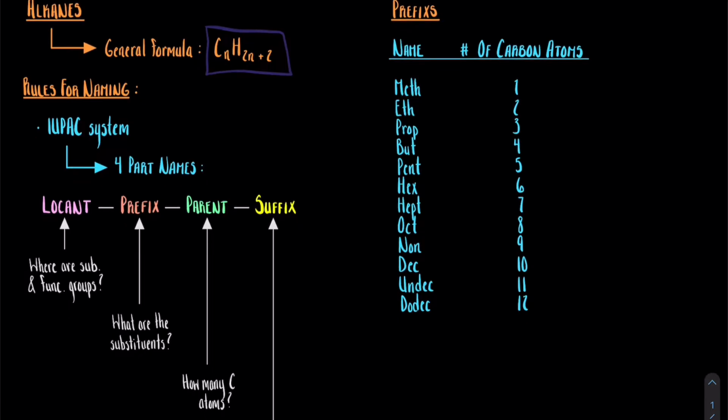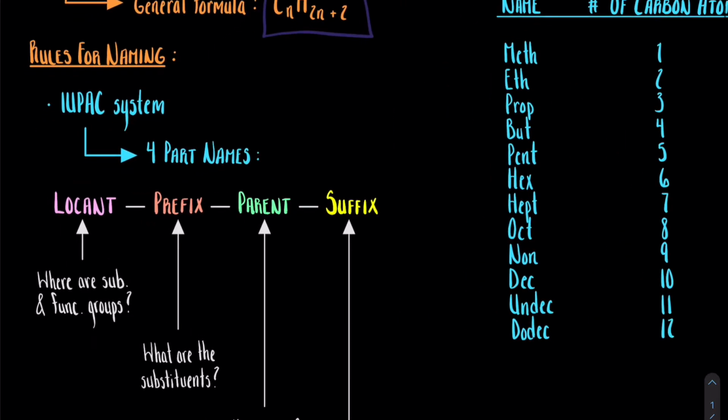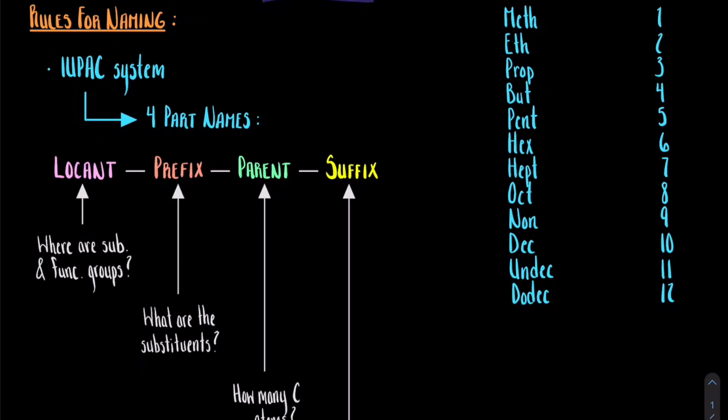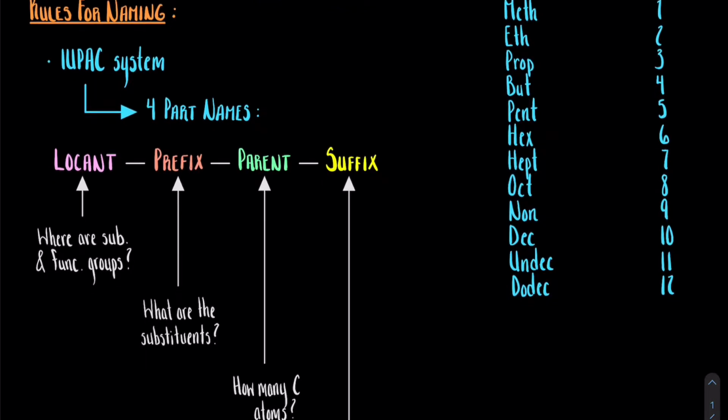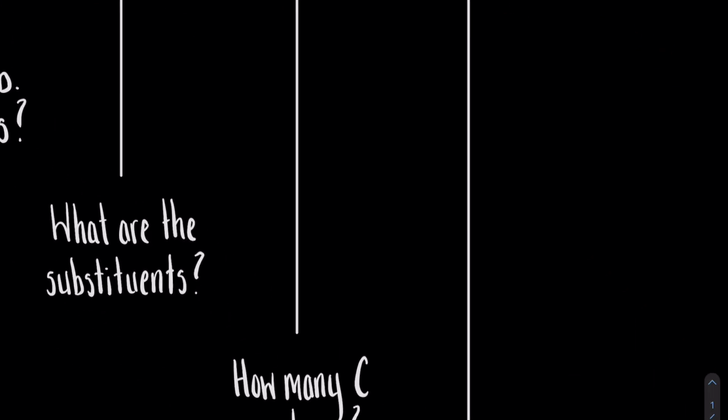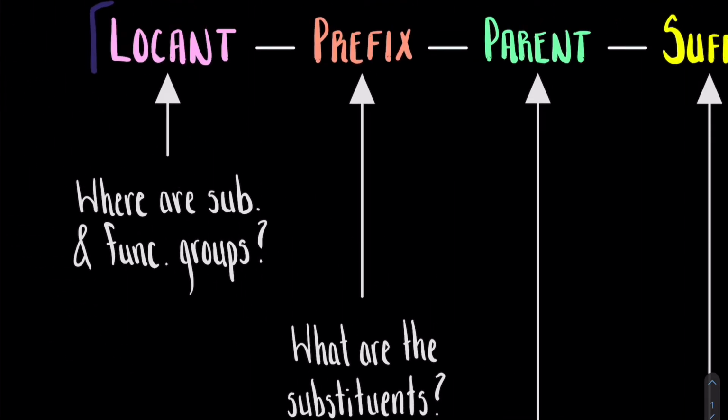So as we move into naming, we use the IUPAC naming system in organic chemistry. I think of it as a 4-part system. When naming alkanes, as well as alkenes or alkynes, alkenes being hydrocarbons containing double bonds, pi bonds, and alkynes, which contain 2 pi bonds, making a triple bond, you use a 4-part system. First, you have a locant. A locant refers to where are the substituents and functional groups.